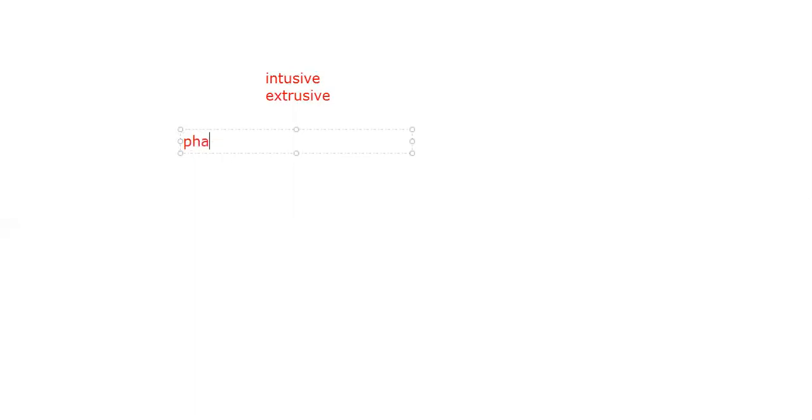P-H-A-C-O-L-I-T-H, phacolith. Now, these are lens-shaped masses of igneous rock, which are formed on top of anticlines or at the bottom of synclines in folded strata. All right, so you might not understand this definition. Let me explain it to you, right?